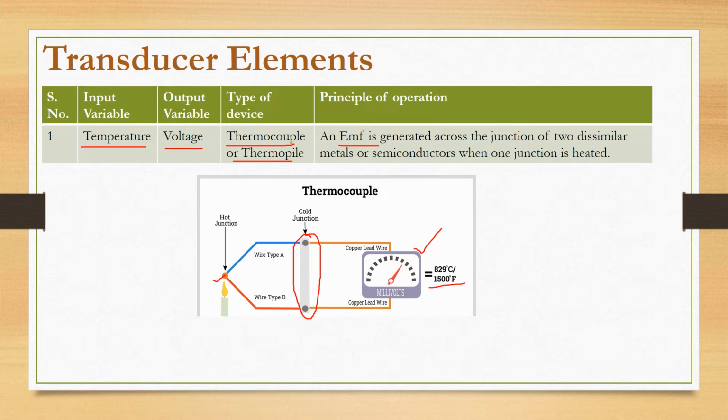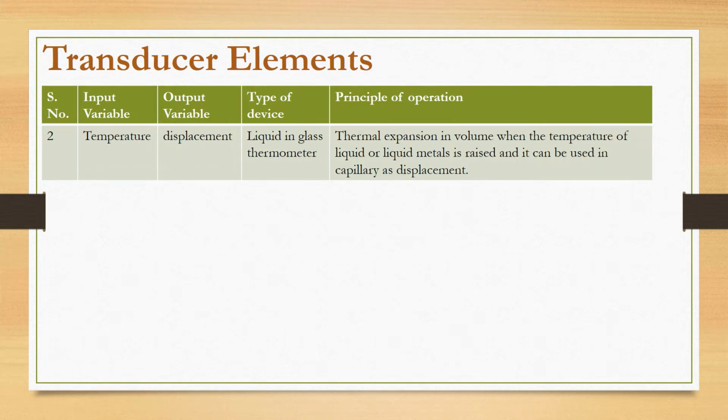Now let us move to another element. Once again we can have a transducer element which converts temperature into displacement. And this type of device you can find in liquid and glass thermometers, which you might have seen in your laboratory. So its principle of operation is like that.